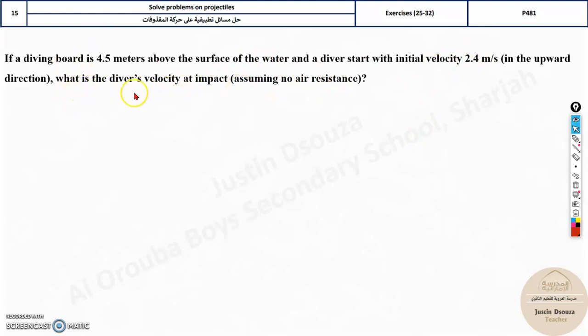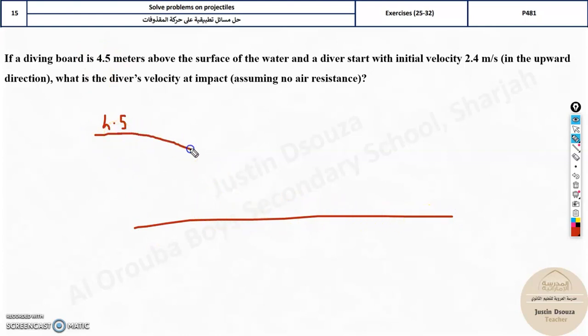This is very crucial. What exactly is impact? Now, he's already above 4.5 meters. This is the surface of the water. The impact would be when the diver comes and hits the surface. So the initial height over here is 4.5. When the height is 0, that is called the impact height. The height at any time when it's 0 is the impact height.